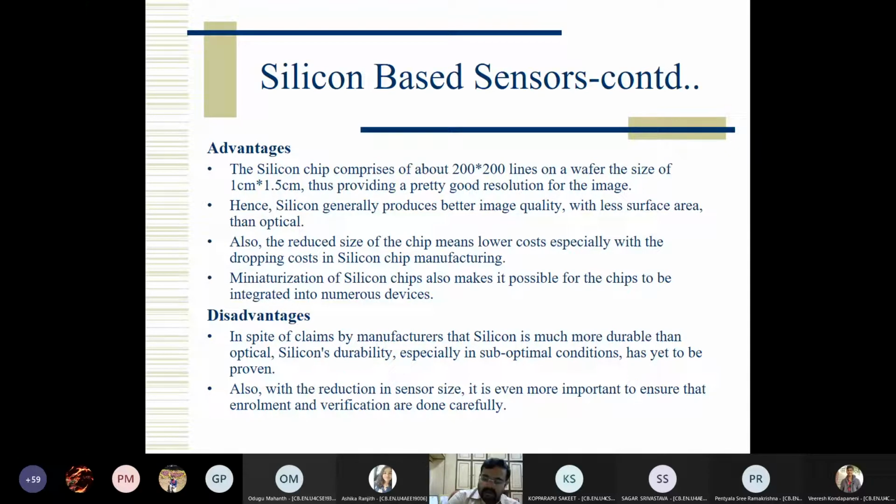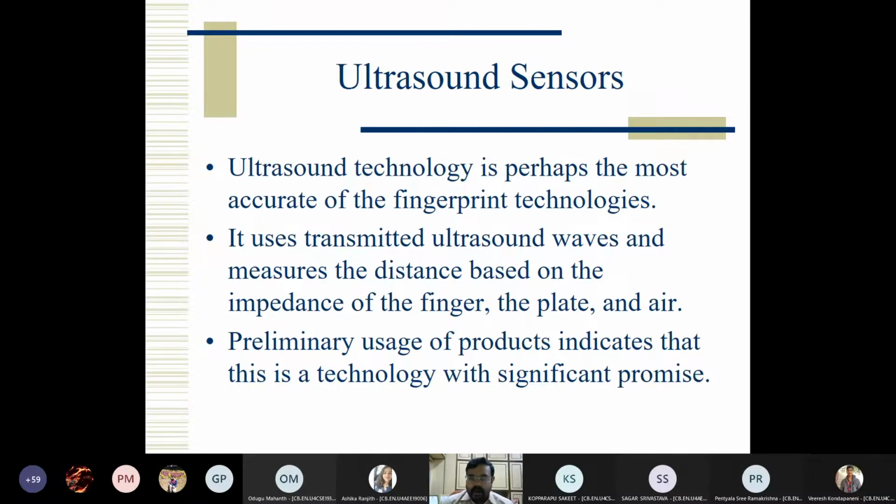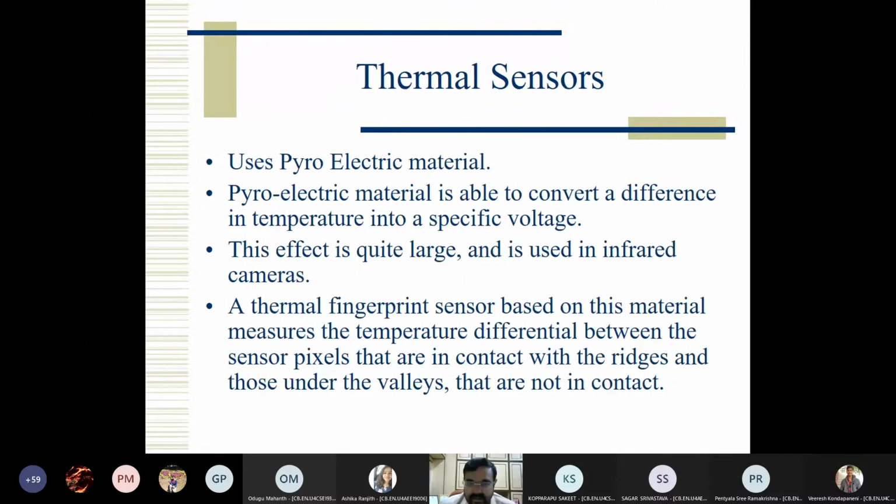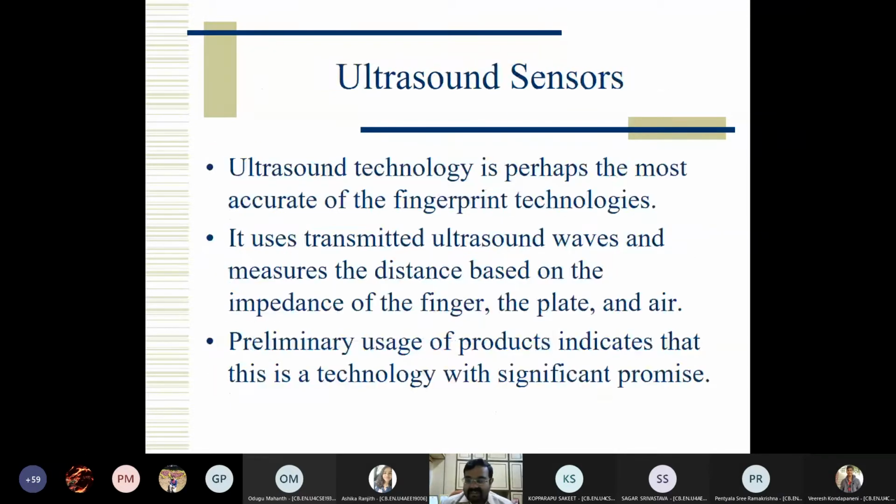But there is an issue with respect to the durability. The durability of the silicon. Silicon also goes through wear and tear. So those issues are also there. Now coming to the better type of sensors, which are expensive but more advantageous, ultrasound and thermal sensors. Both are very easily, very good, efficiently used, high resolution, all those things aside, but they are expensive, unfortunately.